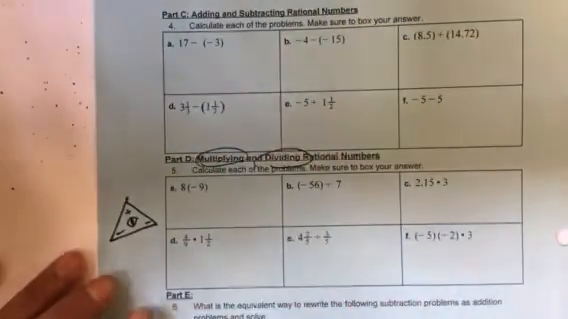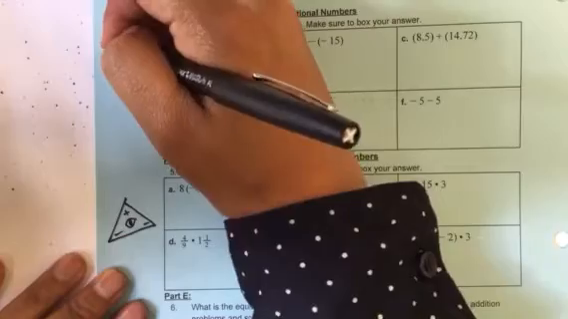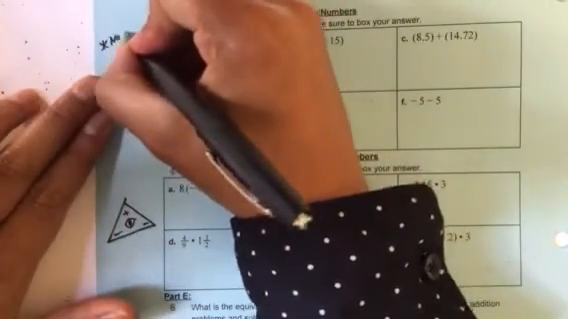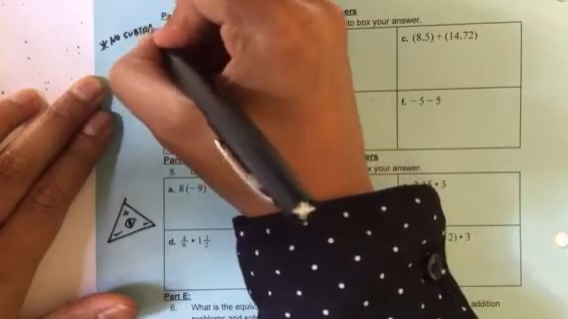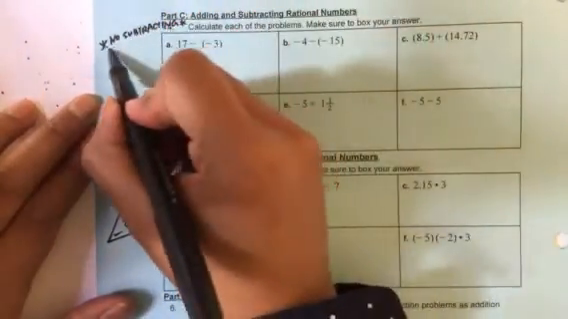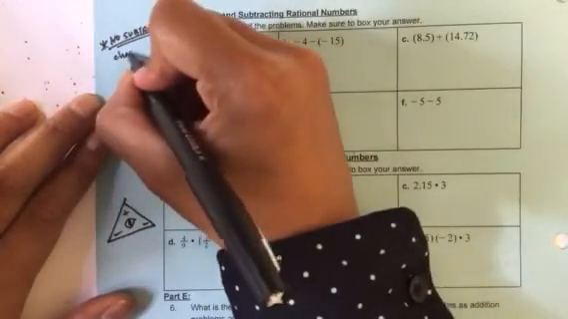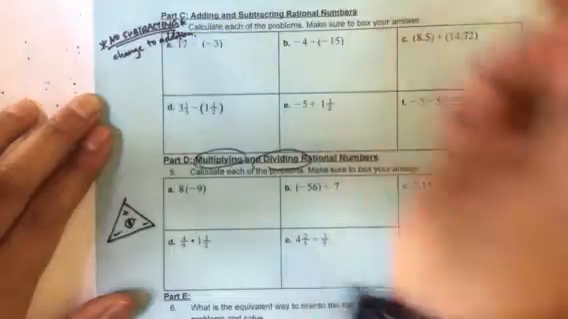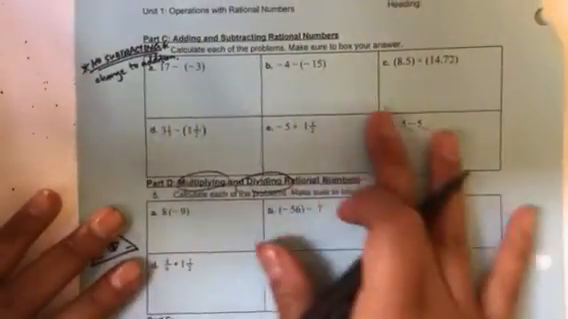Over here, adding, subtracting, there's rules. The first rule is always change to addition. So no subtracting. No subtracting at all. Change to addition. So let's just do that first for all of this. Let's change all of it to addition first.